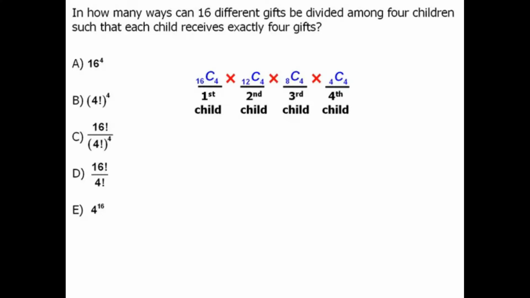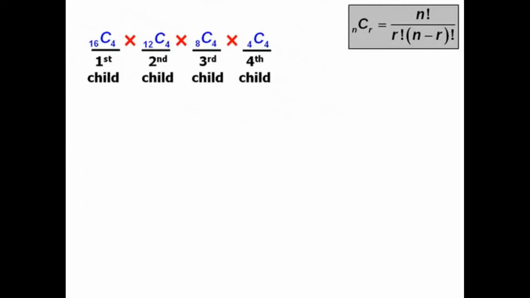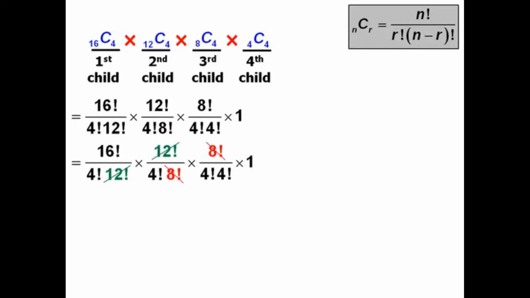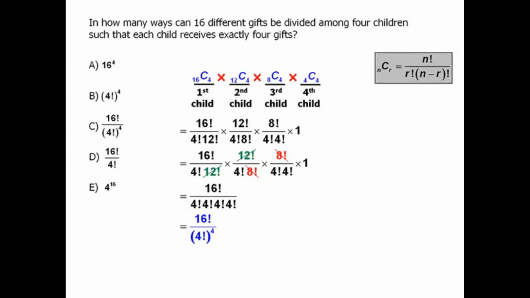At this point, we want to evaluate these values. So we'll use our formula for combinations. And let's apply that formula here to get the following product. At this point, we can do some simplifying. We can cross out our 12 factorials and our 8 factorials to get the following. And since the denominator features 4 factorial times itself 4 times, we can rewrite that as 4 factorial to the power of 4. And we can see that this answer is exactly the same as answer choice C.